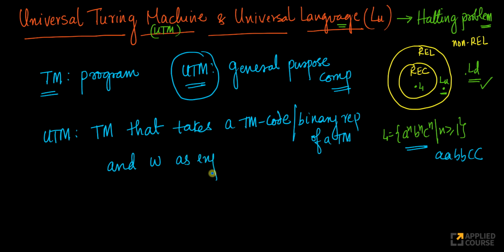It takes 2 inputs. The first input is the Turing machine code itself. You can think of the Turing machine code as the program, and it takes a word also as input. Remember, UTM itself is a Turing machine, but it's a special type of Turing machine. It takes these 2 inputs and it accepts the inputs.